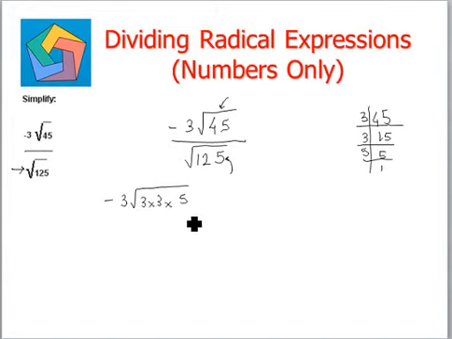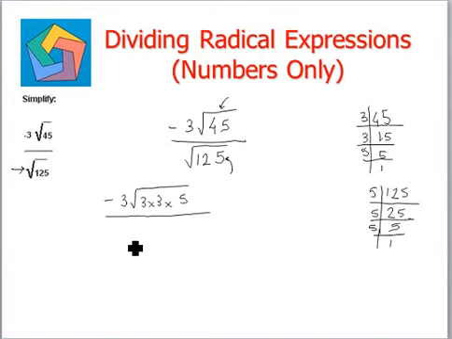For 125 we'll start with 5 since it's not divisible by 2 and 3. So 125 divided by 5 is 25. 25 divided by 5 is 5. And 5 divided by 5 is 1. So we have the factors of 125 written as 5 times 5 times 5.